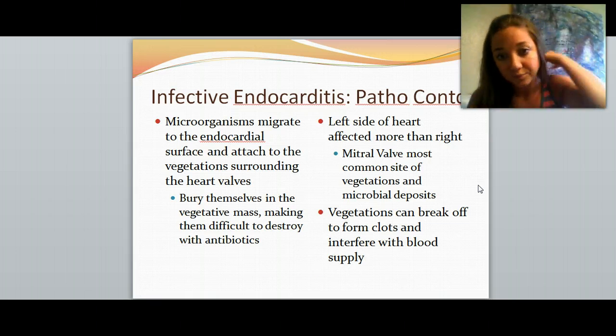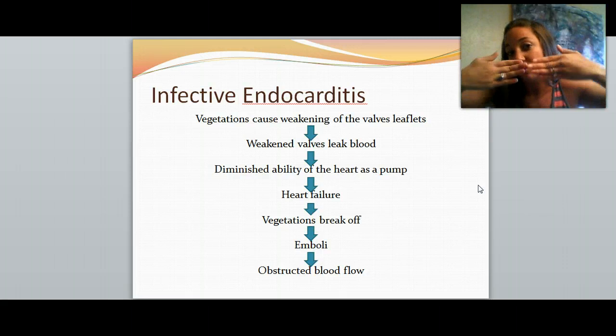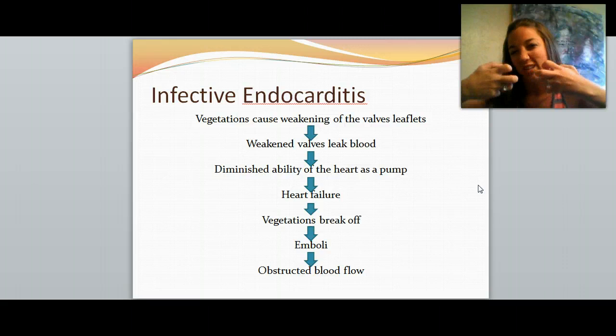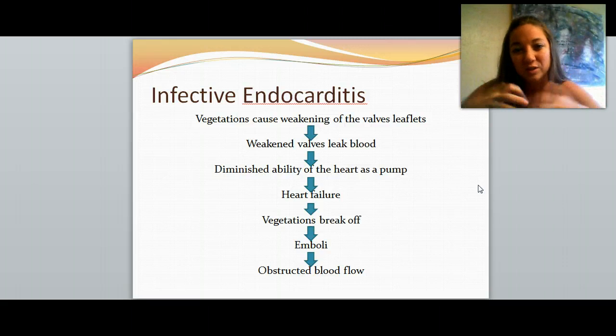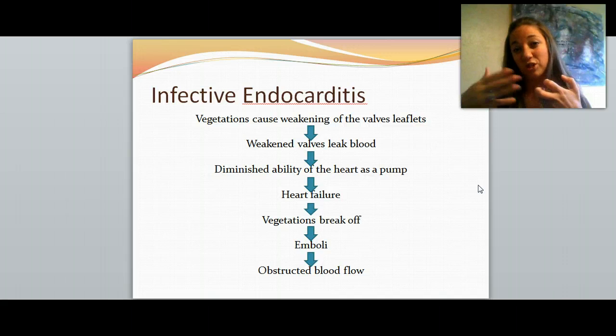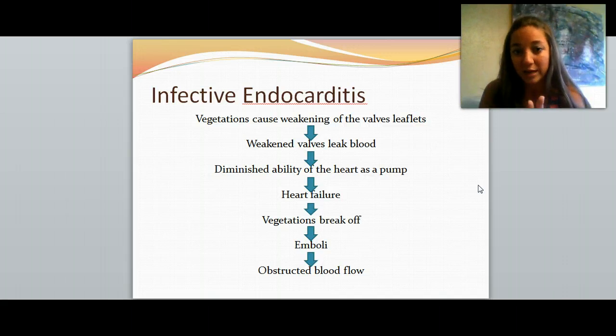It's very dangerous. So the vegetations cause weakening of the valve's leaflets. That's what we call leaflets. So that's what they're supposed to look like, little sweet leaves, right? But the vegetations make them short, hard, and thick. So it causes weakening of those. And then the weakened valves leak blood through because they don't have that stop gate like they're supposed to. And then the heart is diminished in its ability to act as a pump, because if the blood's rushing backwards and forwards instead of just forwards, then the blood supply is compromised.